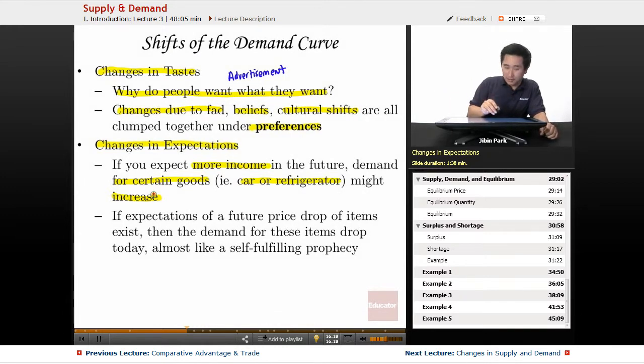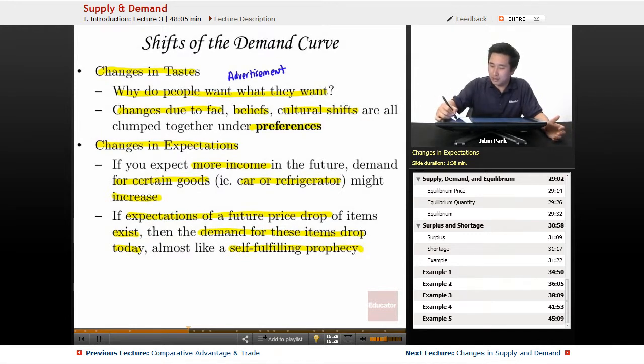Now, along the same line of thought, if the expectations of a future price drop of items exist, then the demand for these items drops today. So almost like a self-fulfilling prophecy. So what does that mean here? Let's say, hypothetically, that you know for a fact, or you anticipate, that the price of PlayStation 4s is going to decrease by 50% within the next month. Then what's going to happen to your demand for PlayStations right now at the current price before the drop? It's actually going to decrease. And it's almost like a self-fulfilling prophecy.